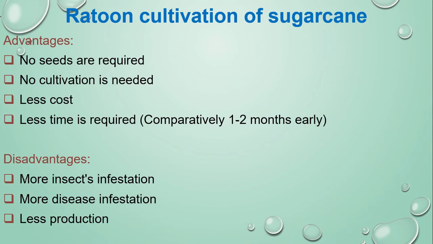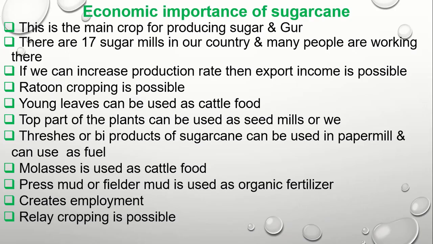That is why in second-time cultivation we don't need any type of sugarcane seed, and we don't need to cultivate the main land as well, because we're using the same field and same practice, and less cost is needed and less time is required as well from the first time. That means if we need 14 months, this time you need 1 to 2 months less. But we got some disadvantages as well for ratoon crops, which are more insect attack, more disease attack, and less production. This is the sugarcane ratoon cultivation.